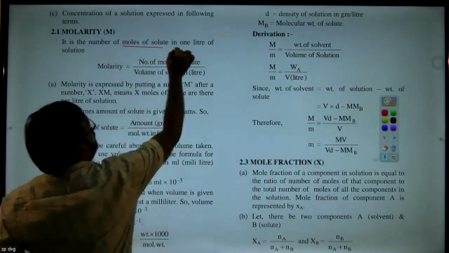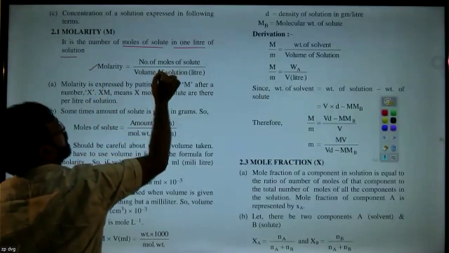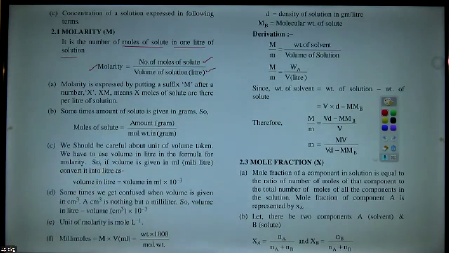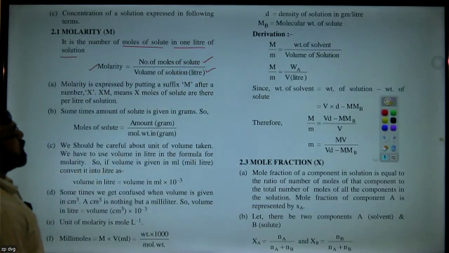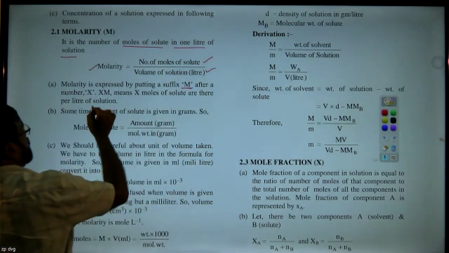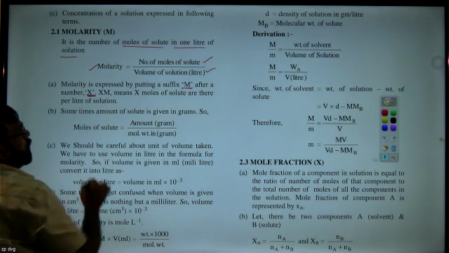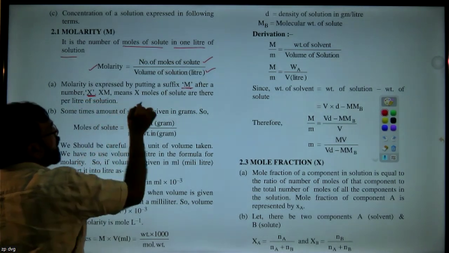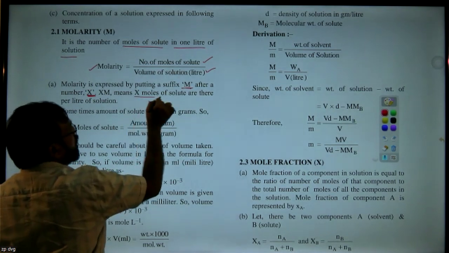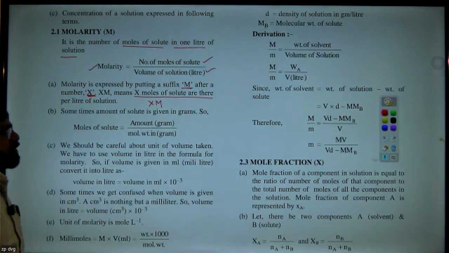Number of moles of solute present in 1 liter of the solution. Molarity is equal to number of moles of solute by volume of solution in liters. Molarity is expressed by capital M after the number. For example, X molar is given. X molar indicates X moles of solute present in 1 liter of the solution.